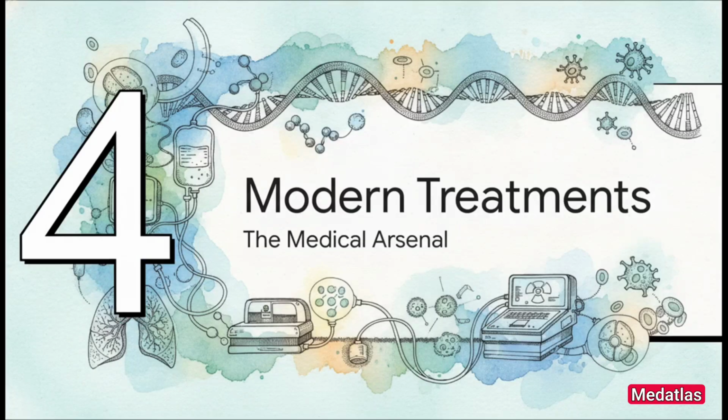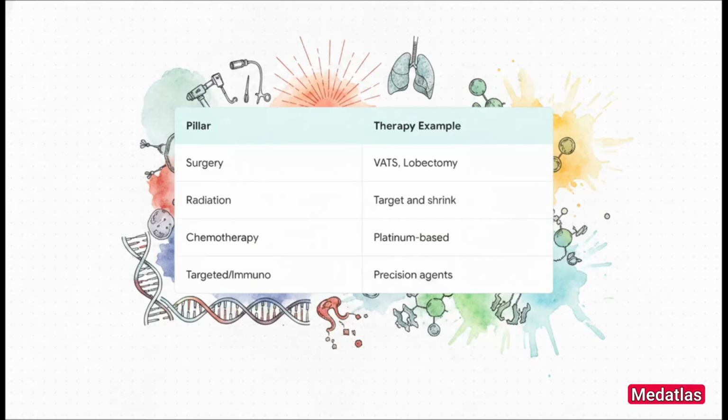Which brings us to Section 4, Modern Treatments, the Medical Arsenal. Today, modern multidisciplinary cancer care relies on 4 distinct pillars. First, there's minimally invasive surgery, like a lobectomy using video-assisted thoracoscopic surgery. Then we have radiation therapy to shrink down tumors. Next is traditional platinum-based chemotherapy, which goes after rapidly dividing cells. And finally, the newest frontier, targeted therapy and immunotherapy. Now, keep in mind, treatment is almost never just one of these things. It's usually a highly customized combination put together by a whole board of specialists.